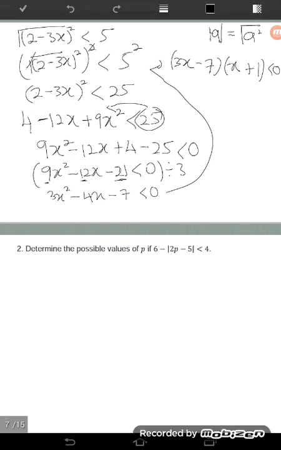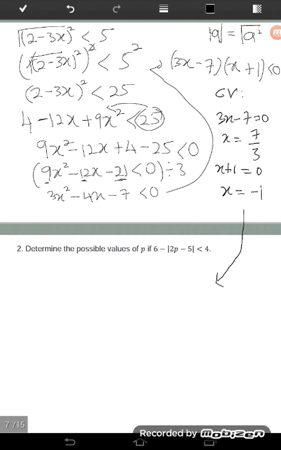Okay, so space dia. First find the critical value. So critical value, we have 3x minus 7 equal to 0. So x is equal to 7 over 3. And x plus 1 equal to 0. So x is equal to negative 1. Okay, so sambung bawah ni. Draw interval table. So we have 7 over 3 and negative 1. So here negative 1 and here is 7 over 3.